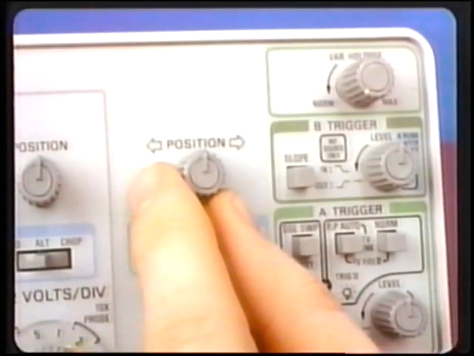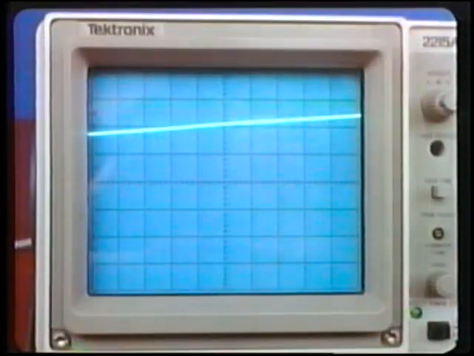The next step is to set the horizontal position control, located in the third block, to the middle of its range. The horizontal position control adjusts the position of the trace with respect to the vertical axis. By turning the horizontal position control counterclockwise, the trace has moved to the left of the screen.